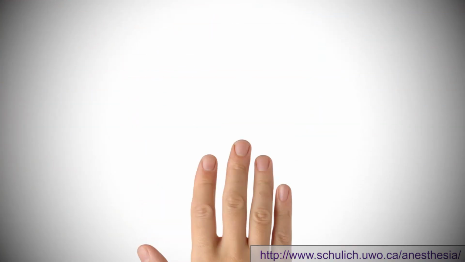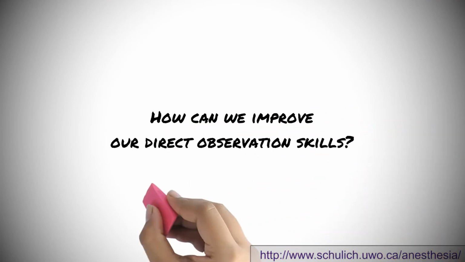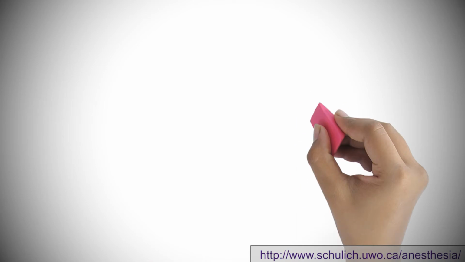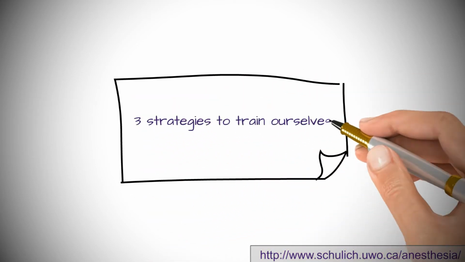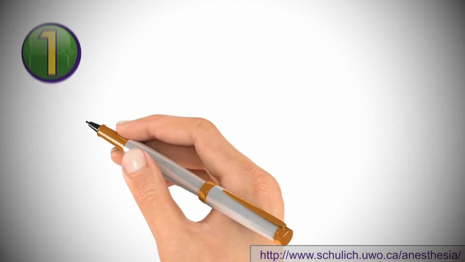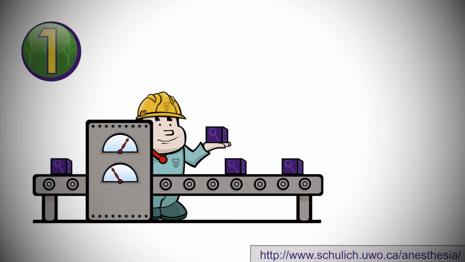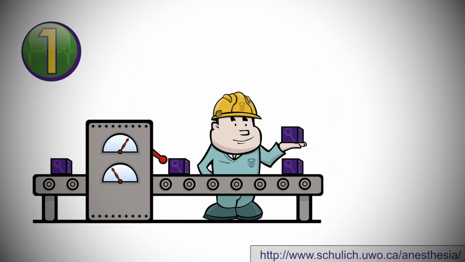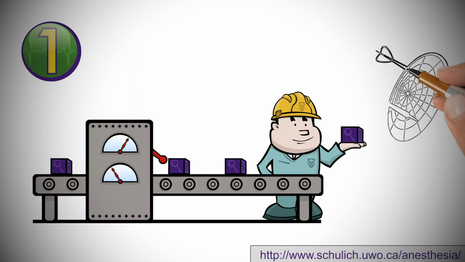Good. How can we improve our direct observation skills? We can emphasize 3 main strategies to train ourselves in behavioral observation. The first strategy is simply to increase the number of times a resident is observed. This helps to improve recall of performance and provides multiple opportunities for skill practice in observation by the faculty.